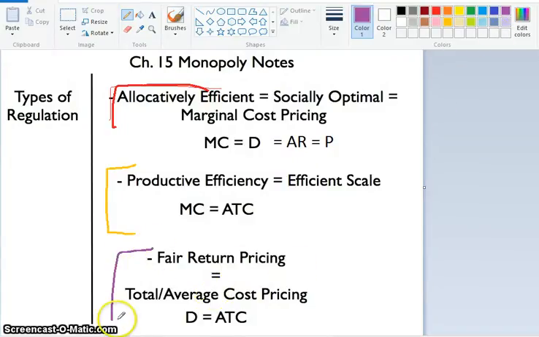So I'm going to do this in purple. So this is where your average revenue, your D, or your price, equals your ATC. Now, some of you may have a sense of what's going on here automatically. If your average revenue, your price, are equal to your average total cost, something interesting is going to be happening here. So let's go look at the graph.